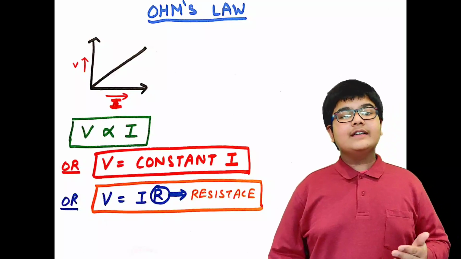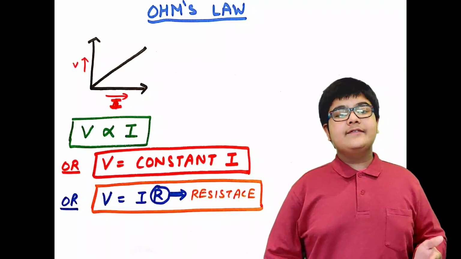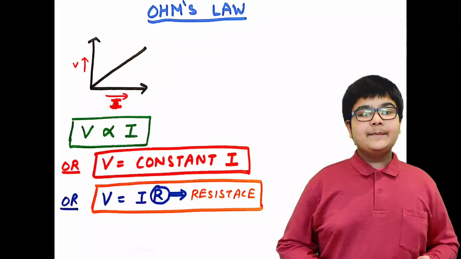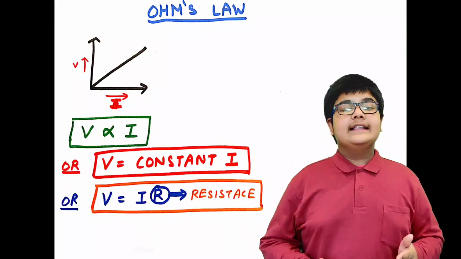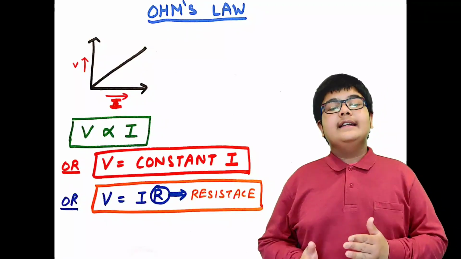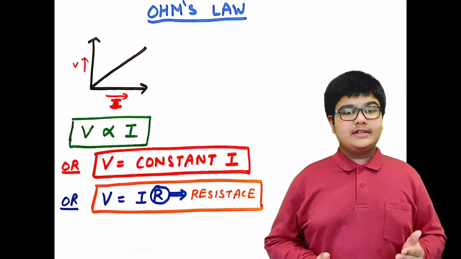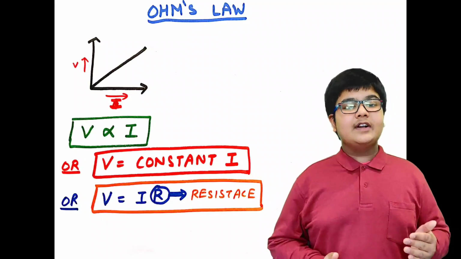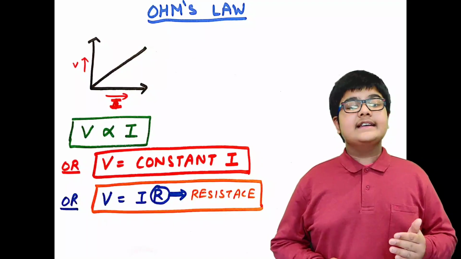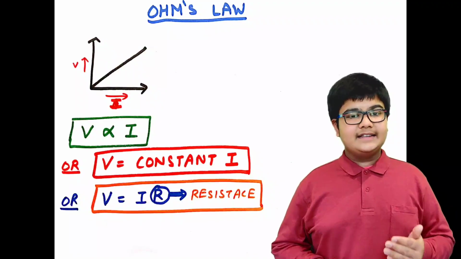Now if we remove the proportionality sign from this equation and instead put an equality sign in between, then a constant, that is R, comes into the equation. So the equation becomes V is equal to IR, and this R is resistance, about which we will study in the next session.